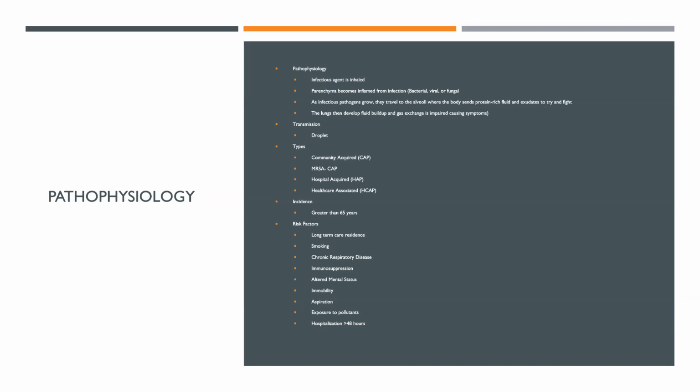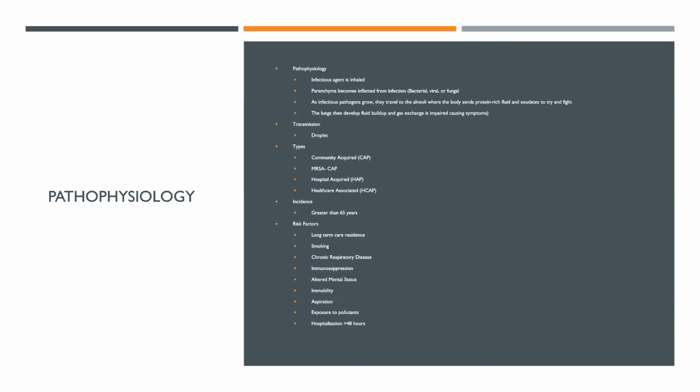Transmission is droplet, and there are different types. There's community-acquired pneumonia, which means that they have obtained it from the community. There's MRSA-related community-acquired pneumonia, where they're infected from dislocation of MRSA particles. There's hospital-acquired, which means that they got it from a hospital setting, or healthcare associated, where they got it in regards to getting healthcare. Examples of a healthcare associated form of pneumonia would be if they're on a trach and they got an infection in the trach that led to pneumonia.